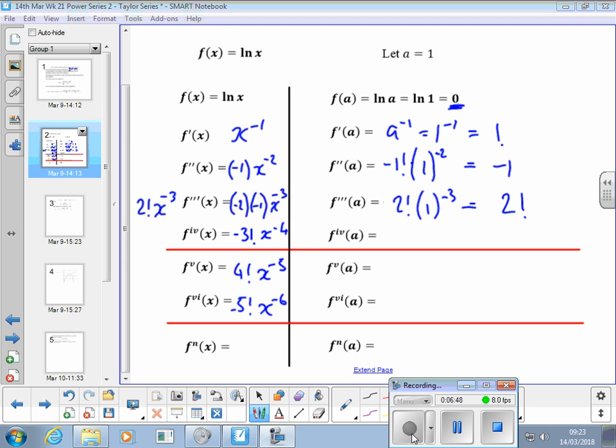I'm going to write it like that. Do you agree? 2 is 2 factorial. This is minus 3 factorial times 1 to the minus 4, which is minus 3 factorial. So there's a pattern arising again there that we can carry on, because this is going to be 4 factorial, minus 5 factorial, and so on.